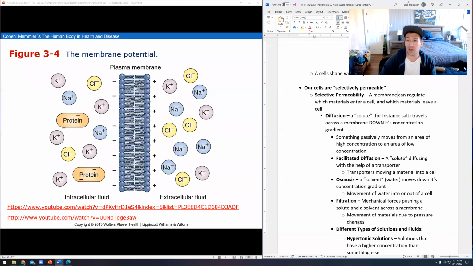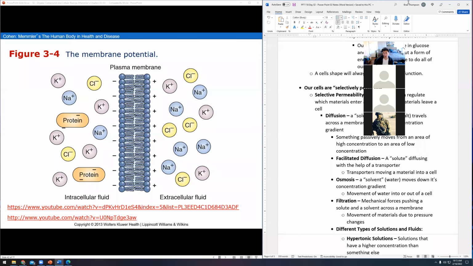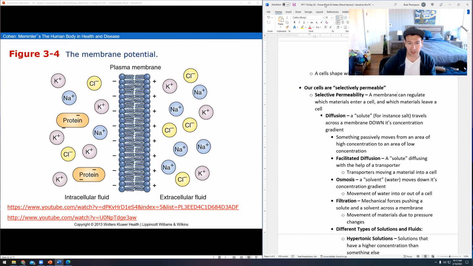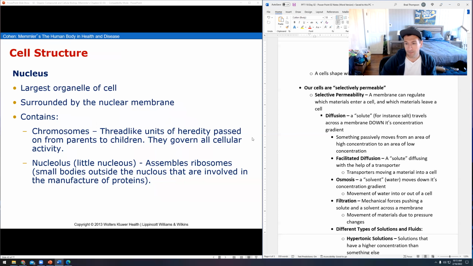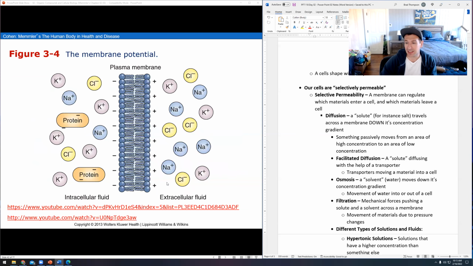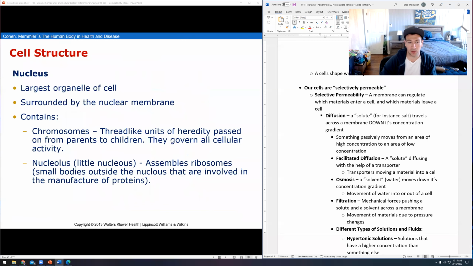So if you've ever been cramping up, people will tell you, oh, you need to eat a banana, right? Because bananas are filled with potassium, and potassium is one of our electrolytes. So that is the sort of selective permeable membrane that we're talking about here, right? It allows certain materials to move from one spot to another. Now, why does it actually move that way? Well, we'll talk about that in just a second.